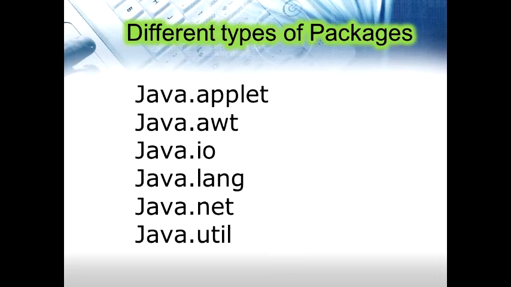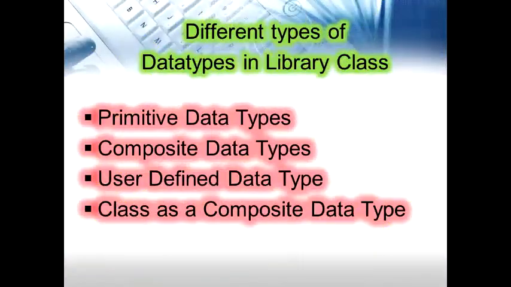Java.io is nothing but the Java input and output package. Java.lang is the language package. Java.net is nothing but the Java networking package. And the last one, java.util, is the Java utility package. Now, the different types of data types in library classes.